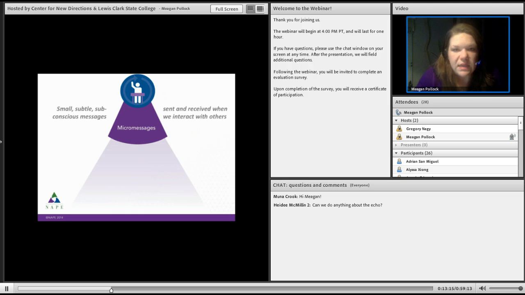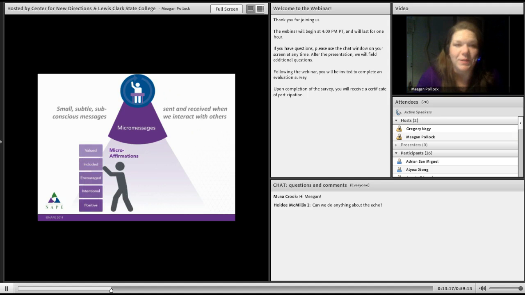The first is microaffirmations. This is the positive micromessage. These microaffirmations build our students up. They make our students feel valued, included, and encouraged. These are intentional messages, and they are positive messages.